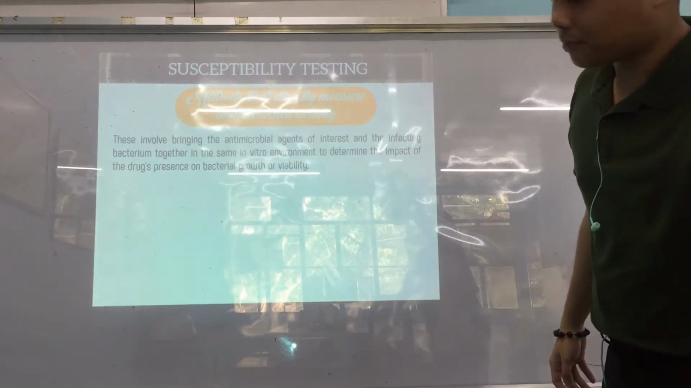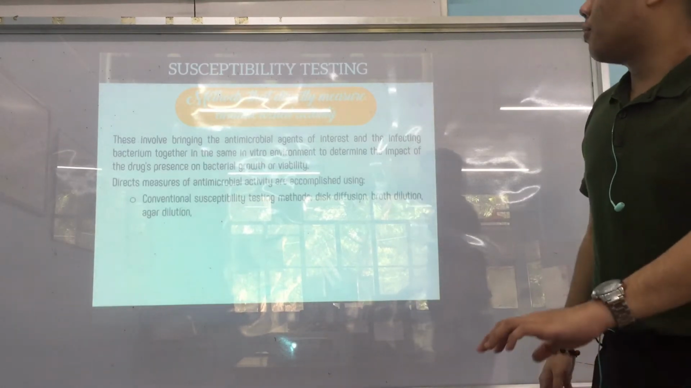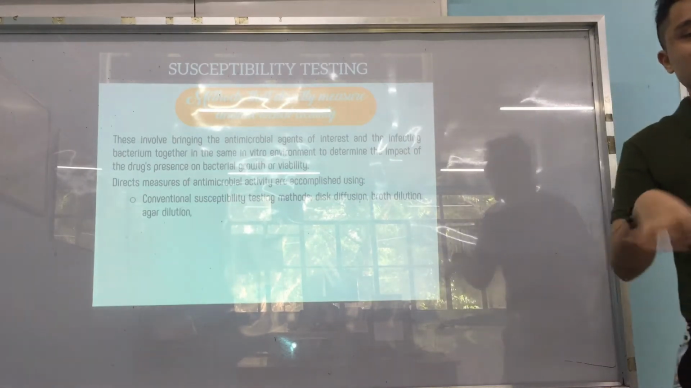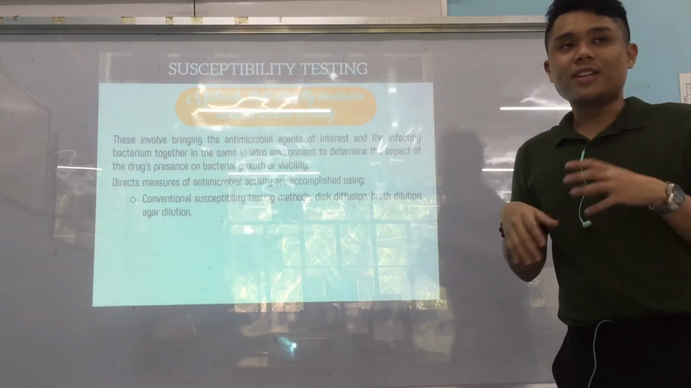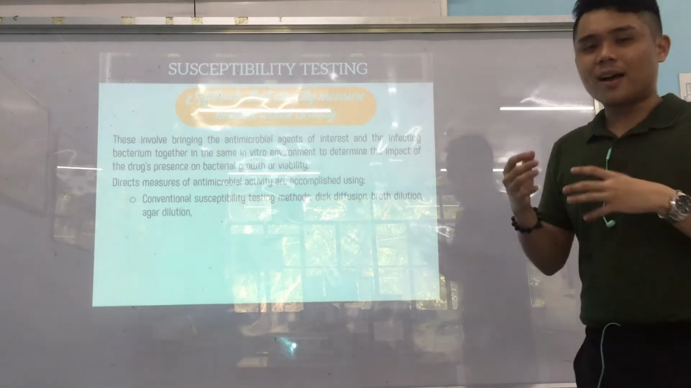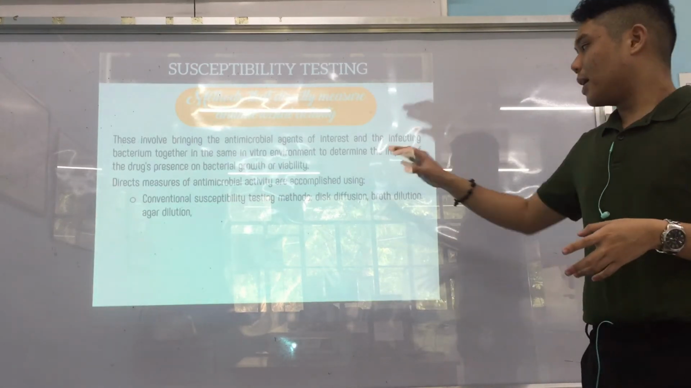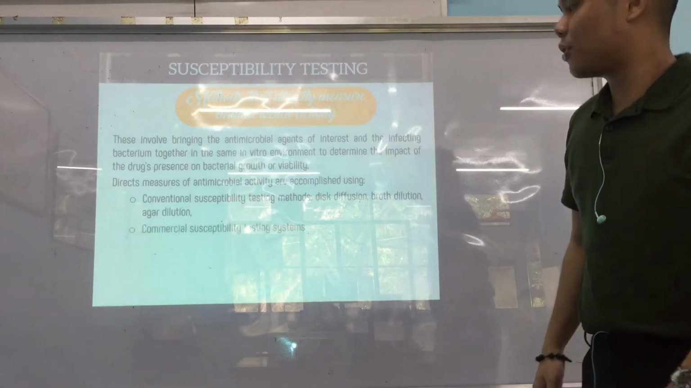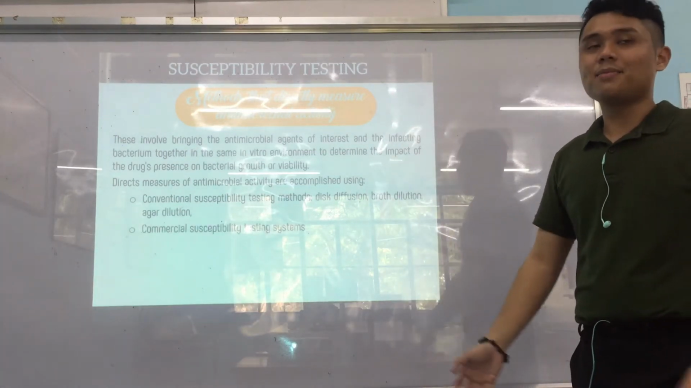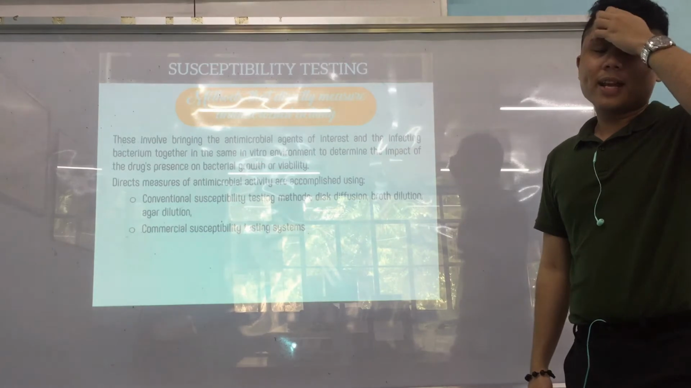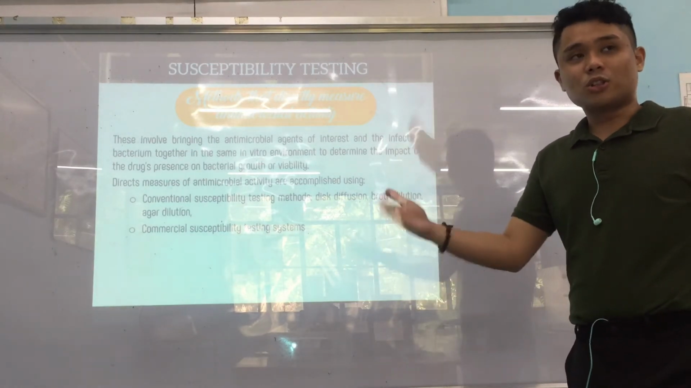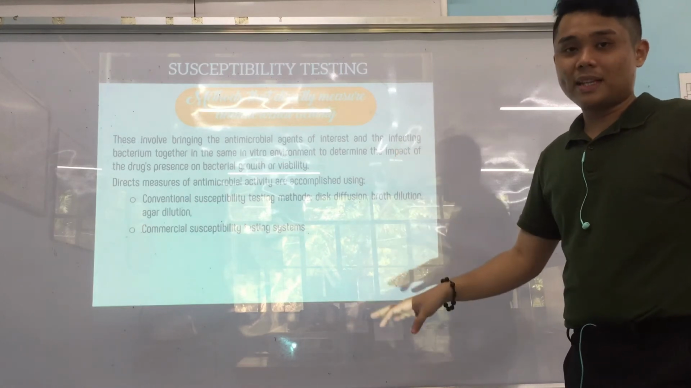So, direct measures of antimicrobial activity, we have different methods. Number one is conventional. When you say conventional, traditional, these are the methods that are still being performed until now: disc diffusion, broth dilution, and agar dilution. Next, you have what we call commercial susceptibility testing systems, so automated ones. And some of the routine labs, if not most, are also using automation in susceptibility testing.